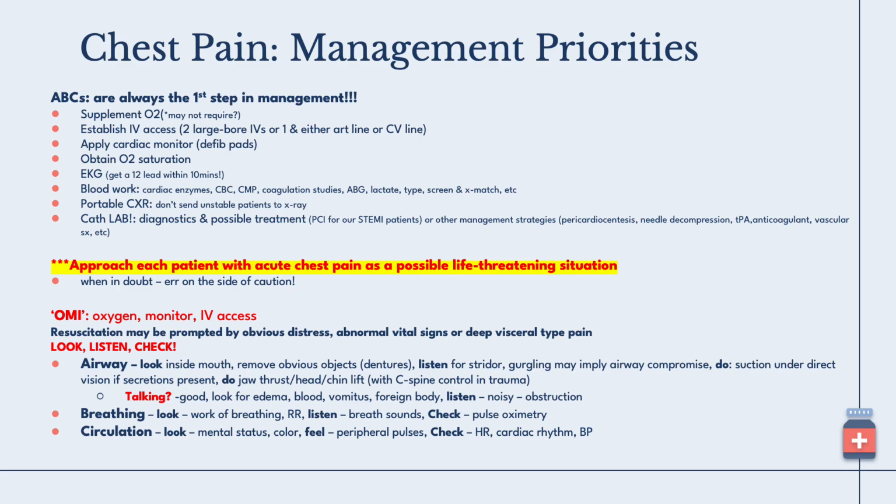Circulation, look. So what is your patient's mental status? The color of your patient, is there central cyanosis? Feel. So you're feeling for peripheral pulses. You're checking heart rate, cardiac rhythm, as well as BP.